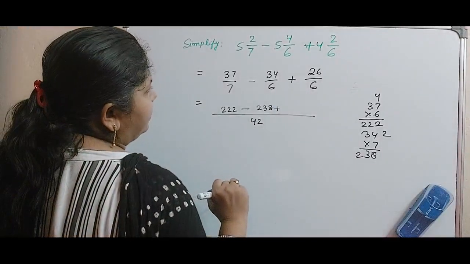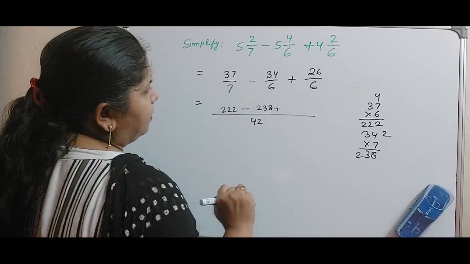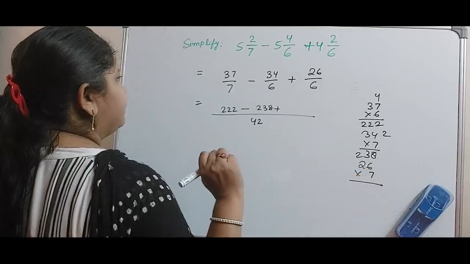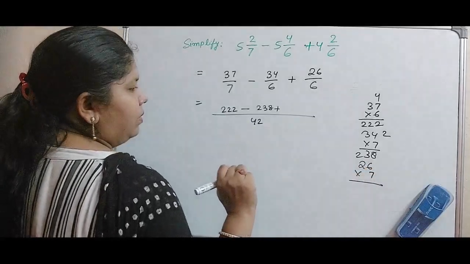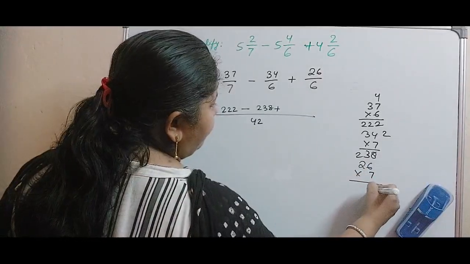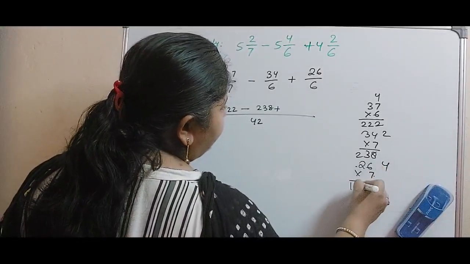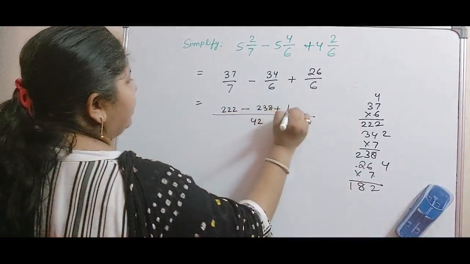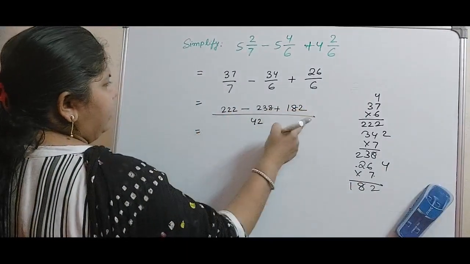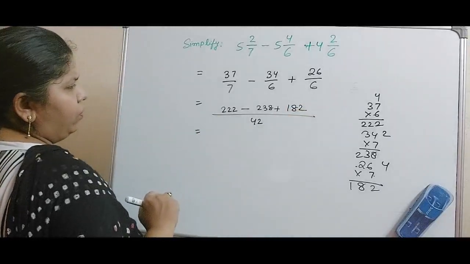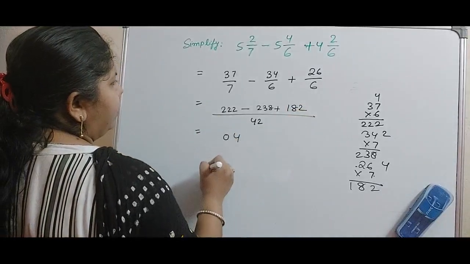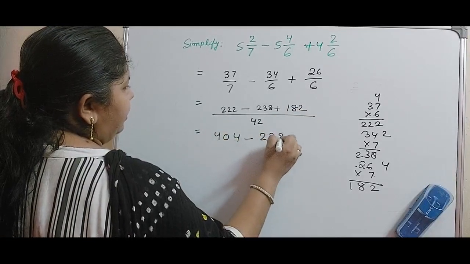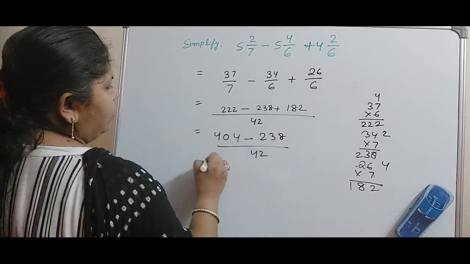7 into 26, how much will you get? 26 into 7: 6 7s are 42, carry 4, 7 2s are 14 plus 4, 18. So you got 182 here. Now just add 222 and 182. What do you get? 2 plus 2, 4, 8 plus 2, 10, carry 1, 2 plus 1, 3 plus 1, 4. 404 minus 238 by 42.